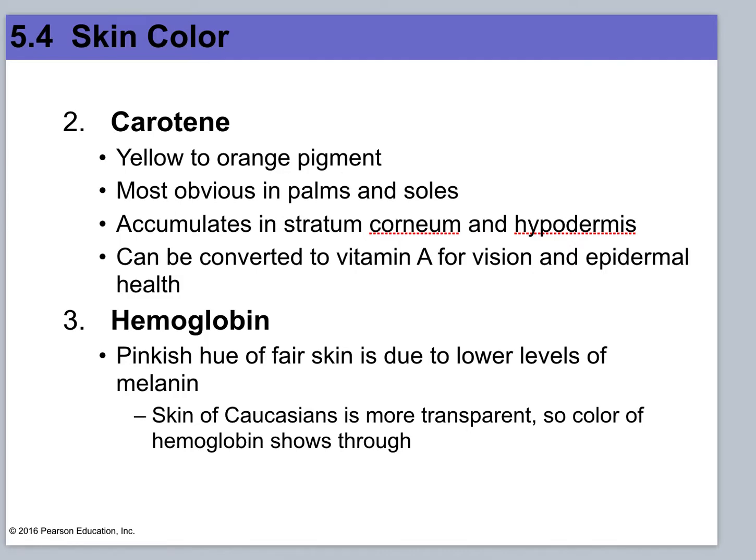Hemoglobin is another pigment. Hemoglobin is actually found in the blood, and it gives the blood its red color when it's combined with oxygen. So if there's lower levels of melanin, such that the redness of the blood below the skin can be seen through the keratinocytes, it gives a pinkish or a reddish coloration. So those are the three skin pigments that result in changes in skin color.